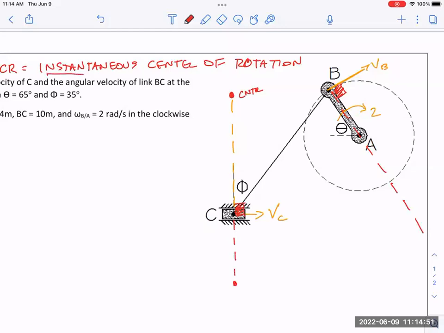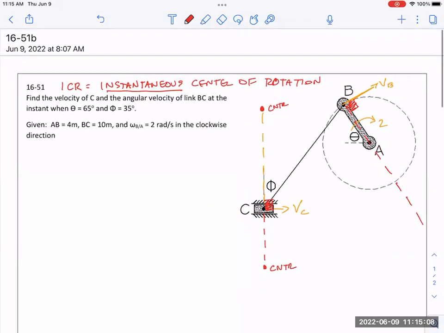Notice the word instantaneous, calculus. This is only going to be true for an instant. So that velocity C could be thought of as rotating around either one of those centers because it's perpendicular to that, at least for that instant. And notice those two centers are not the same place. I'll go ahead and draw one in over here. That's the center. Those two centers are completely different locations.